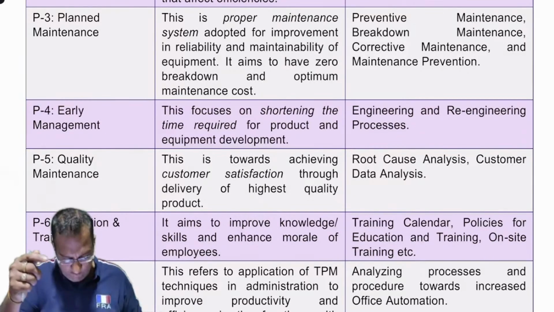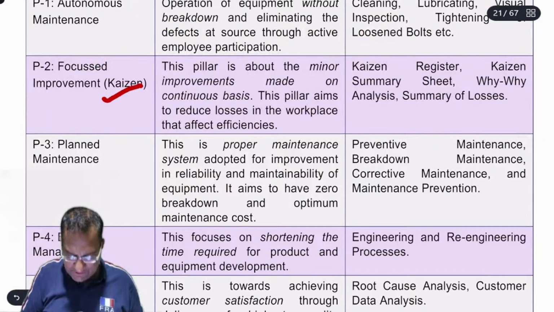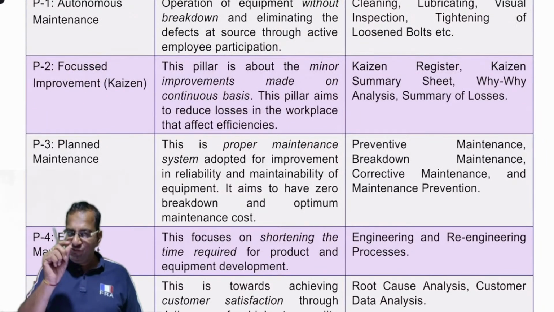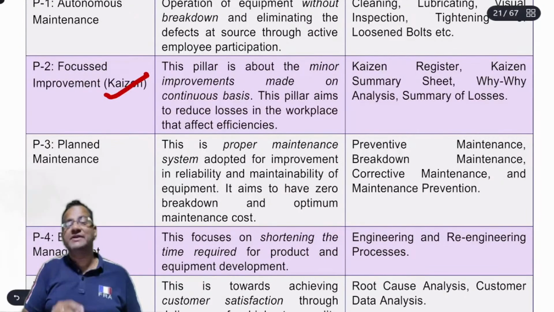Now, the fourth point is focused improvement, also known as Kaizen costing. Take small incremental cost reduction steps to increase the reliability, efficiency, and effectiveness of the machine. And the technique is known as Kaizen costing.